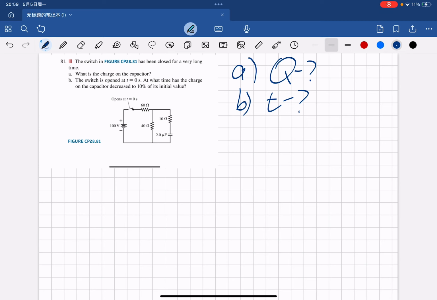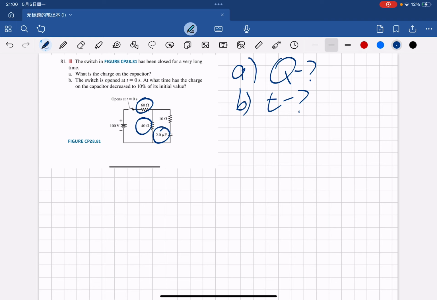When the switch has been closed for a long time, the capacitor is fully charged and acts like an open circuit. It means no current flows through the capacitor anymore. Instead, current flows through the resistors. So in this circuit, the 60 ohm and the 40 ohm resistor are in series, and the capacitor is in parallel with the 40 ohm resistor.